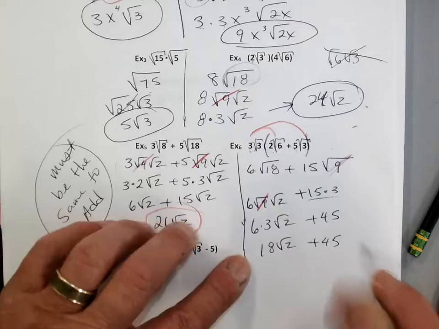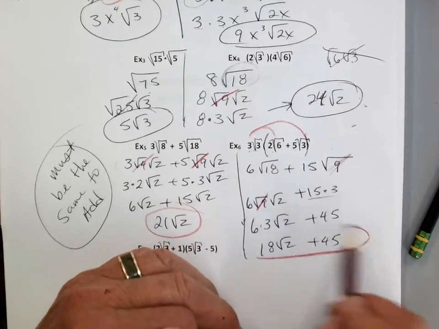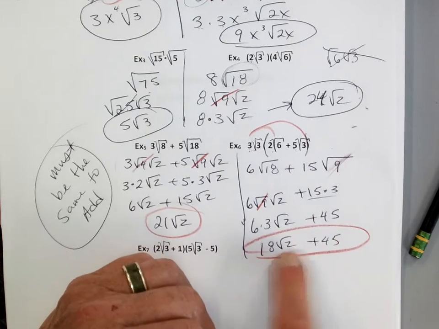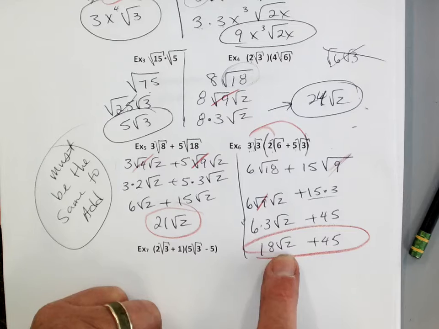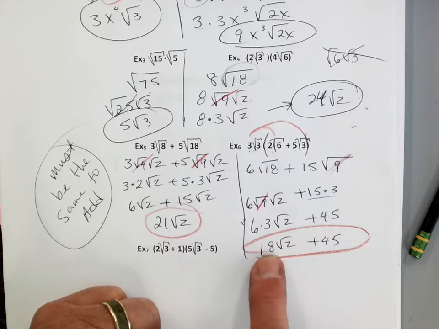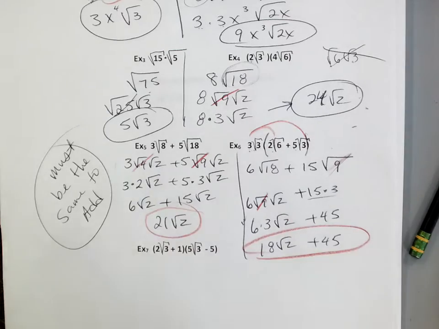Now, don't add them. Do not. No, no, no, no. That's your answer. That is it. Don't add these, because that's a square root of 2, and this doesn't have any square roots of 2. So that is your answer: 18 square roots of 2 plus 45. Okay? That's a bunch of square roots of 2, and that's a 45. Don't add them.